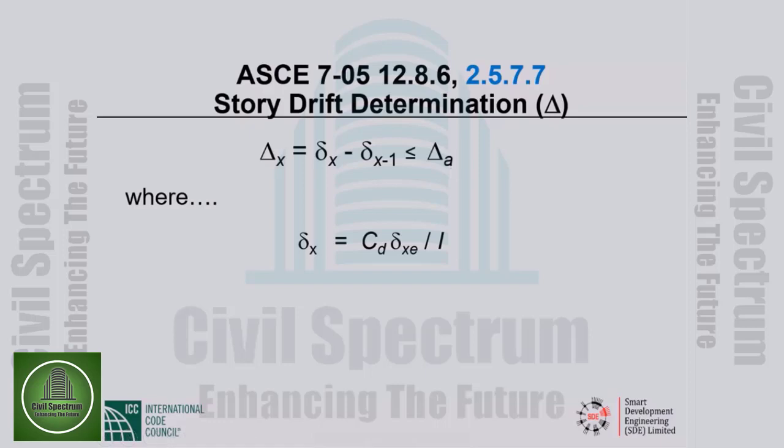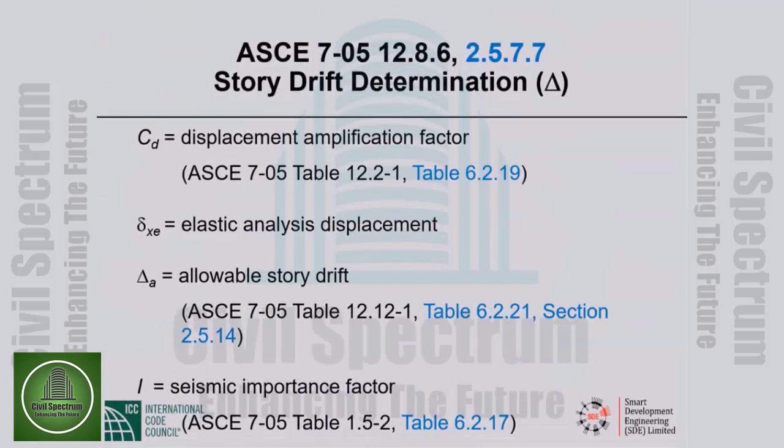Okay, so everything I said is terribly important. We start with elastically computed delta sub xc. We amplify that by deflection amplification factor C sub D. We divide that by I. This C sub D delta sub xc divided by I is delta sub x. Delta sub x at the top of a story minus delta sub x at the bottom of the same story is the capital delta sub x, interstory drift for story x, that has to be within tolerable limit.